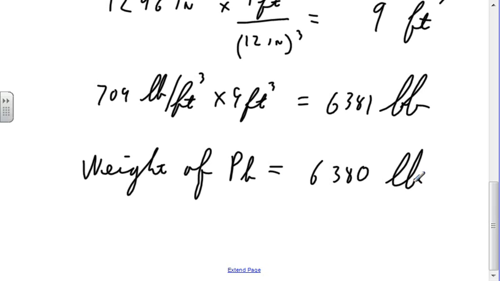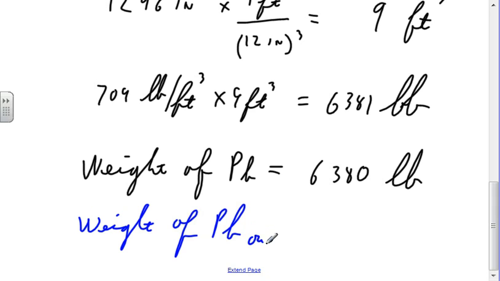Okay. How much does it weigh on the moon? So, weight of lead on moon would be 1/6, because I'm at 1/6 the gravity, divided by 6, so that'd be 1060 pounds. So on the moon it would weigh 1/6 as much. Did the mass change any? The mass on Earth is the same as the mass on the moon. So the mass didn't change, but the weight did.